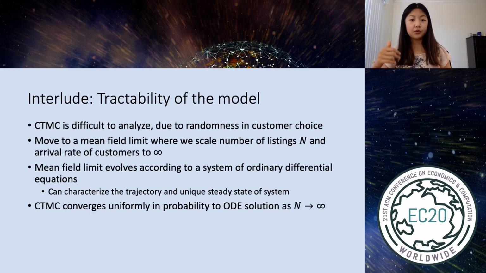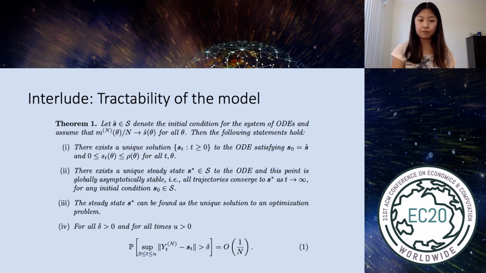Furthermore, the use of this mean field limit as a large market approximation is justified. As we scale n to infinity, as we scale up the size of the market, the Markov chain does converge uniformly in probability to this ODE solution. And this is just some of the math formalizing what I've said already. But basically from here on out, all the results I provide are from the mean field model.